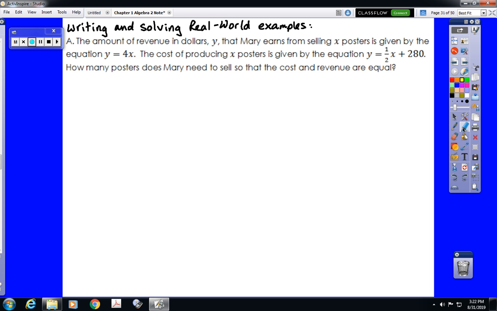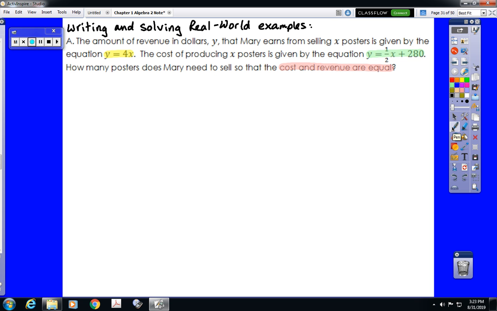So, our first example says the amount of revenue in dollars, Y, that Mary earns from selling X posters is given by the equation Y equals 4X. The cost of producing X posters is given by the equation Y equals 1/2 X plus 280. How many posters, that would be X, does Mary need to sell so that the cost and revenue are equal?